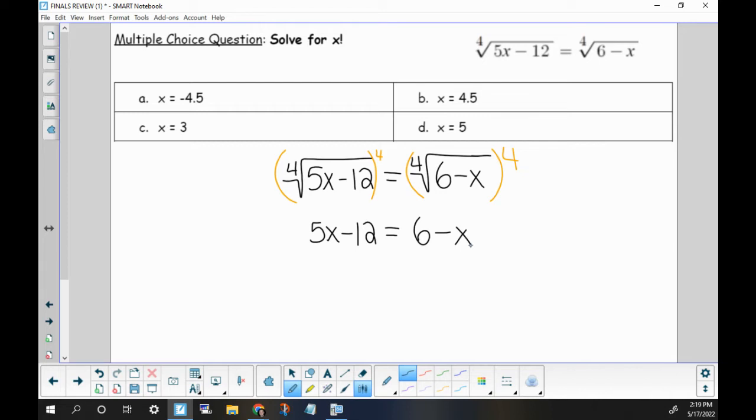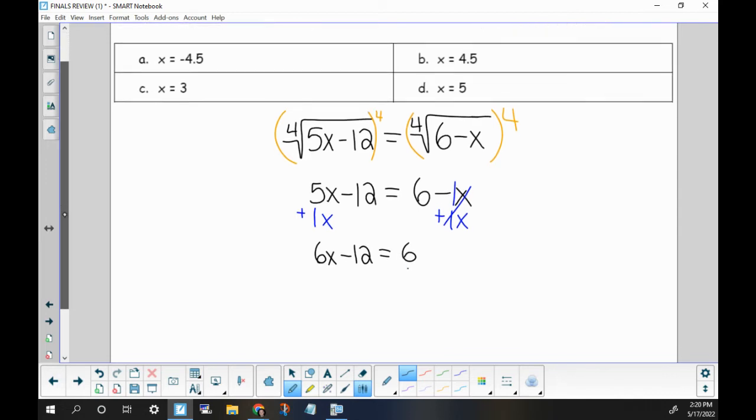What's in front of this x? It's not written there. We could write a 1. So we've got to get our variables on one side and our numbers on the other. I'm going to add 1x right here, and that cancels out. So what am I going to add 1x to on the other side? 5x. Remember, we must only combine like terms. So now we have 6x minus 12 equals 6.